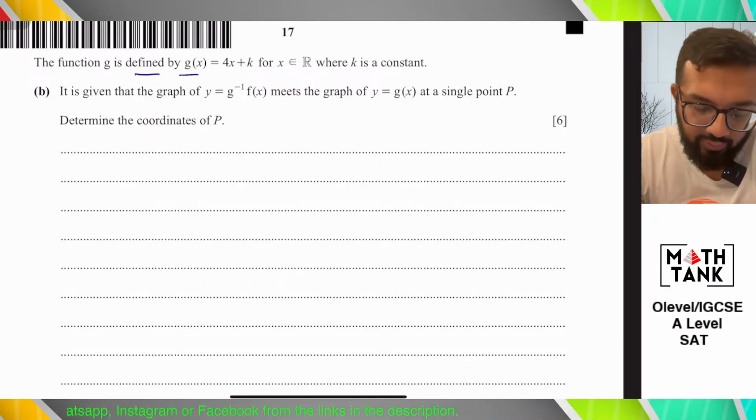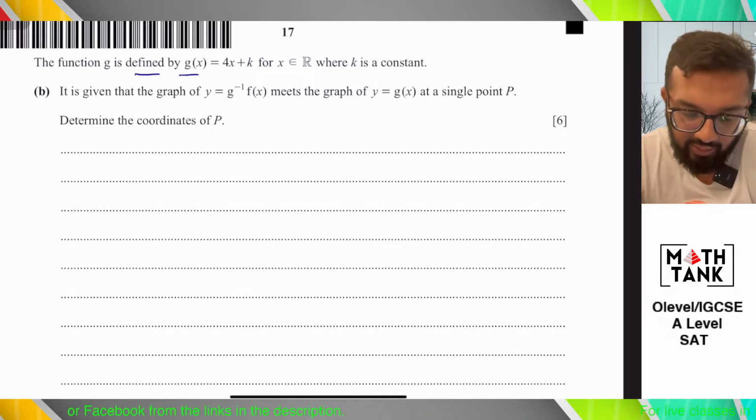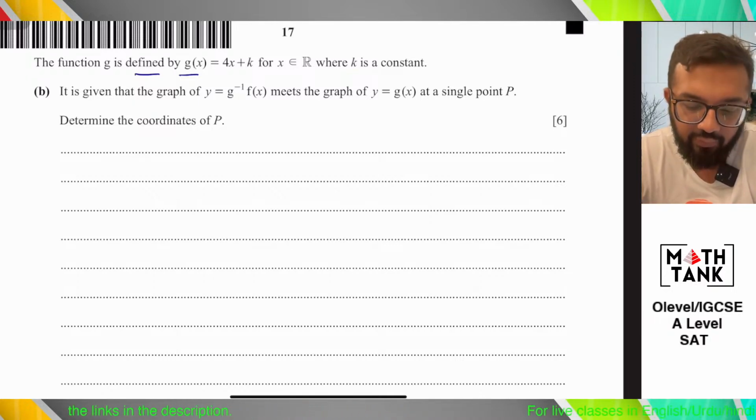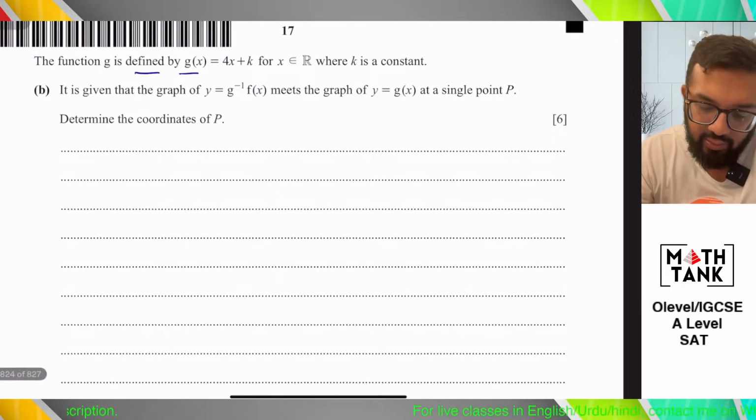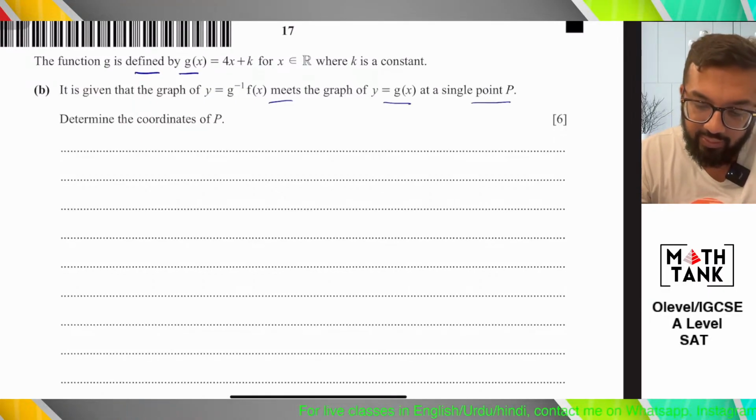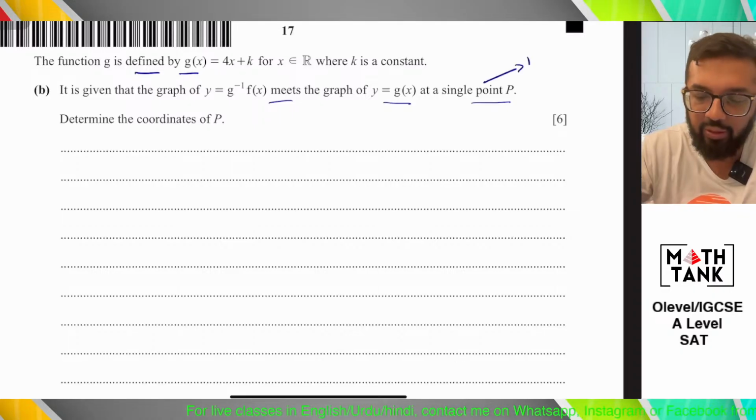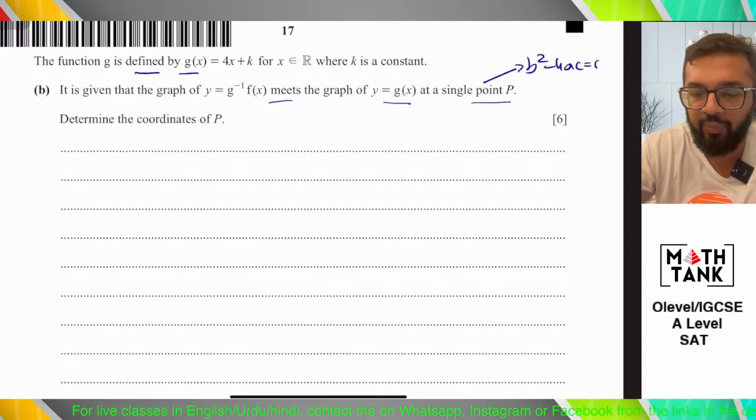The function g is defined by g of x equals 4x plus k, where k is a constant. The graph of y equals g inverse f of x meets the graph of y equals g of x at a single point. Single point means that b square minus 4ac should be equal to 0.